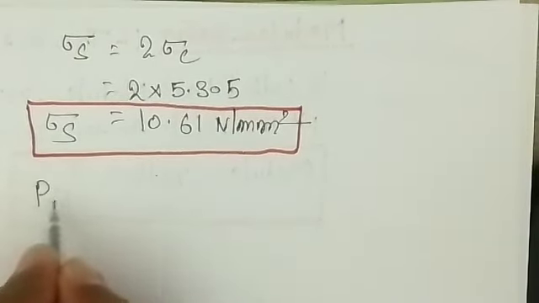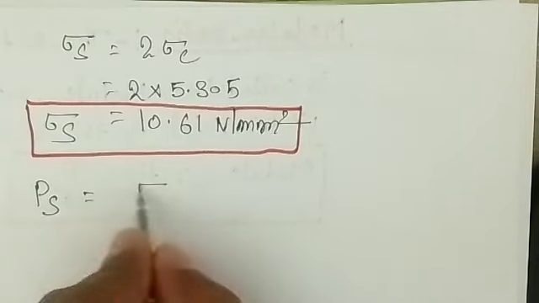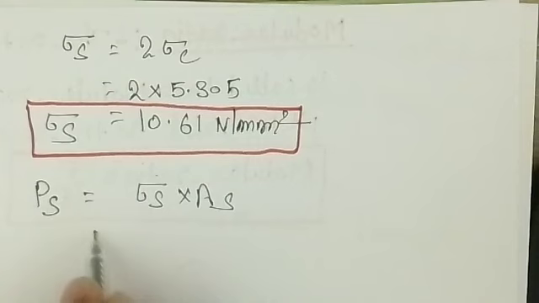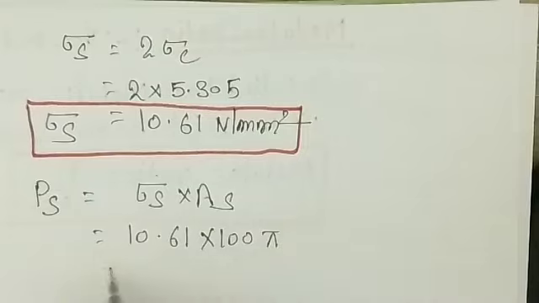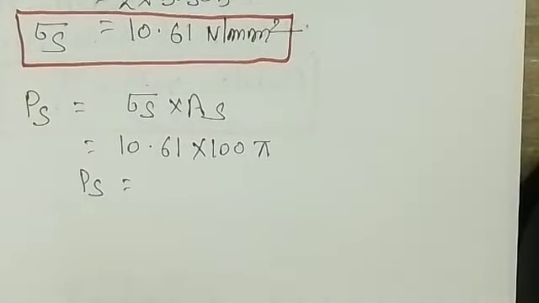So load in steel is equal to what? Load in steel is equal to sigma S into AS, that is 10.61 into 100 pi. We'll get the PS, okay? And similarly PC also you can calculate. So this is 10.61 into 100 pi. So that is your 191.63. Is it correct?